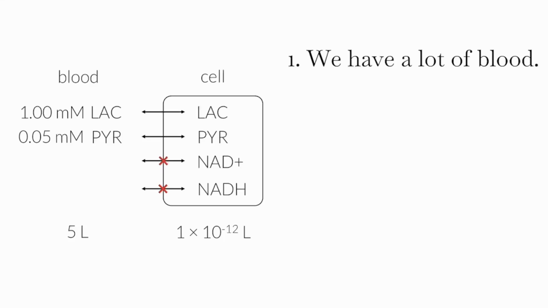Okay, so first observation is we have a lot of blood, right? We have approximately 5 liters in a human. Cells are a lot smaller than that, so they have, 10 to the 12th liters as a guess.